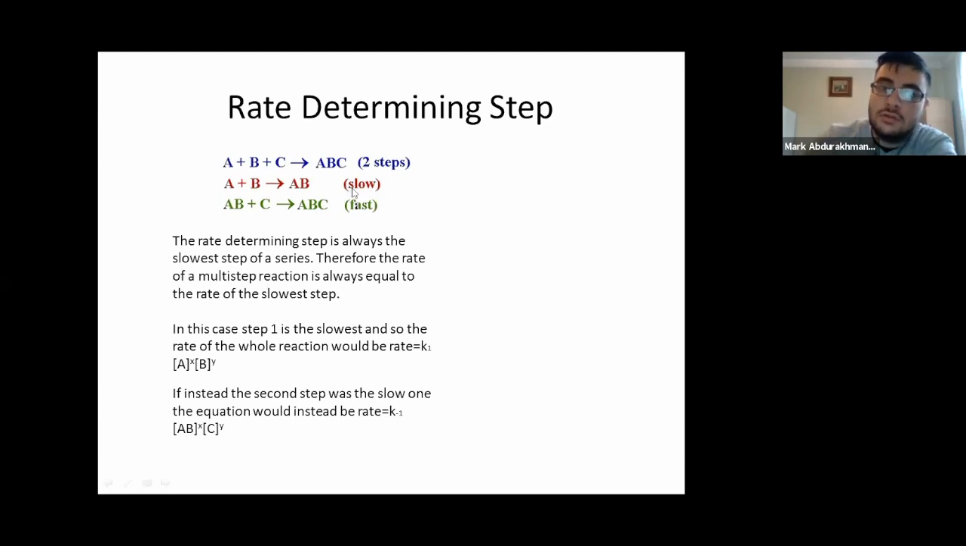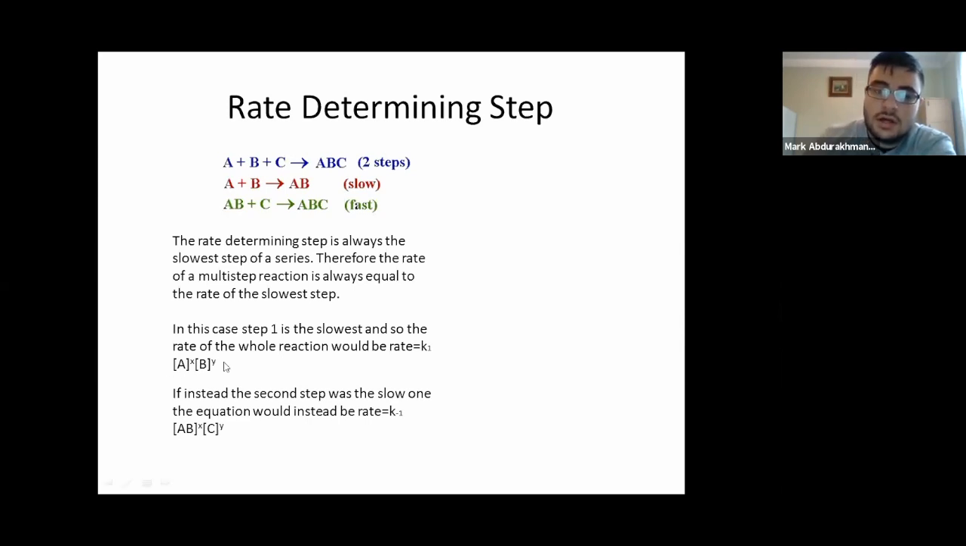And slow and fast, don't think of it as the difference between 10 minutes and 1 minute. Think of it as the difference of 3 hours and 2 minutes, right? The difference between the slow and fast step is big, big, big. The rate determining step is always the slowest step. So that's what determines the rate, the slowest step. The rate of a multi-step reaction is always equal to the rate of the slowest step, right?